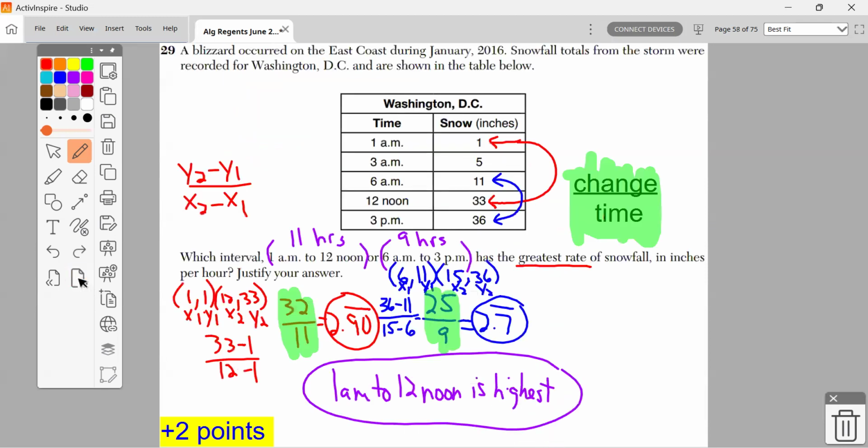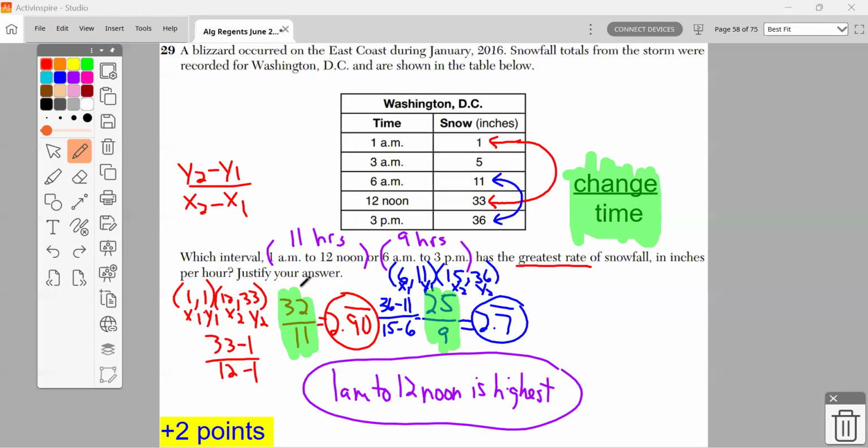In question number 29, you're given times and how much snow Washington, D.C. got. Which interval, 1 a.m. to noon or 6 a.m. to 3, has the greatest rate of snowfall? So we're talking about the rate of change, how much it changes over what period of time.